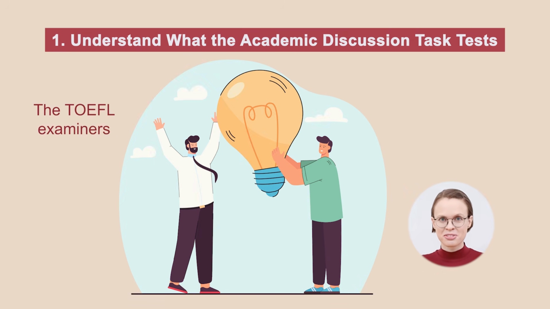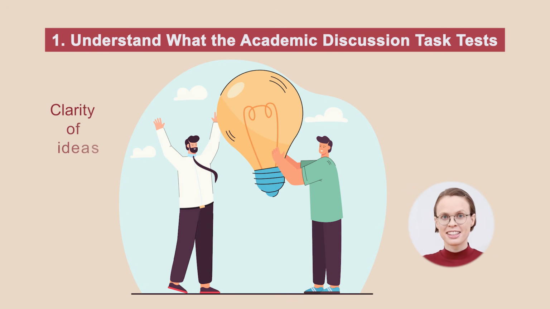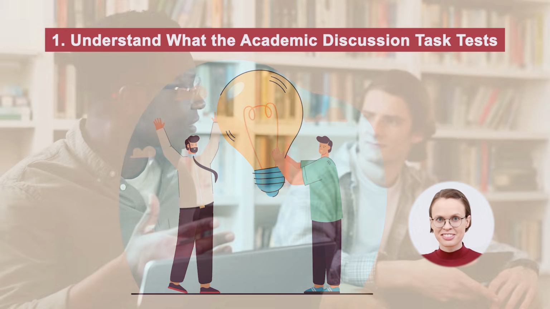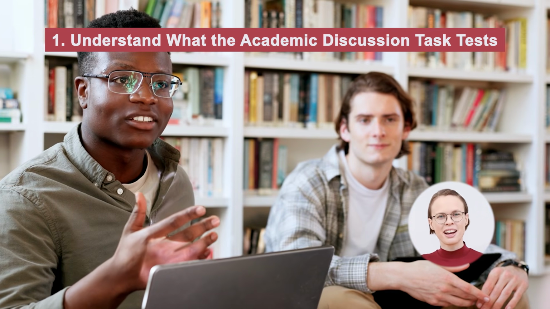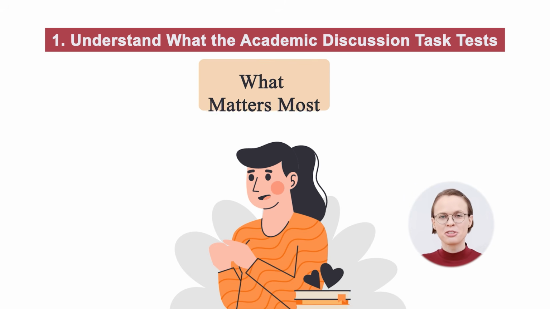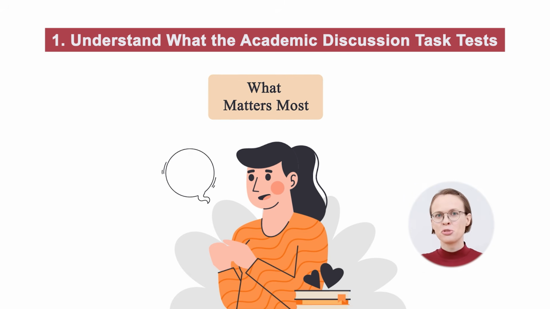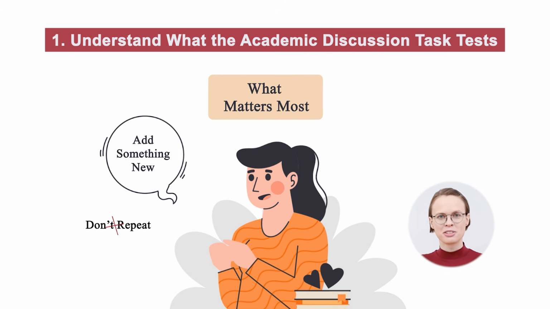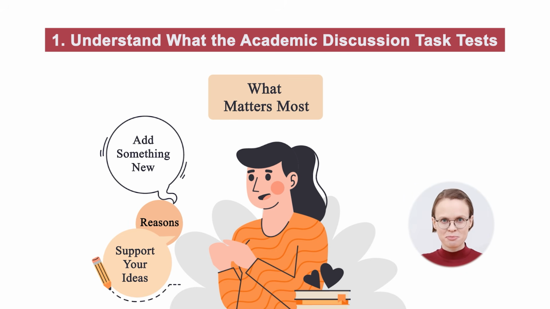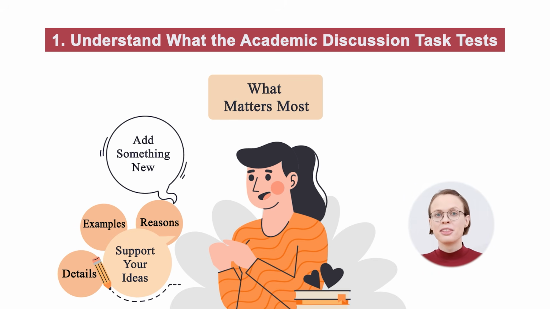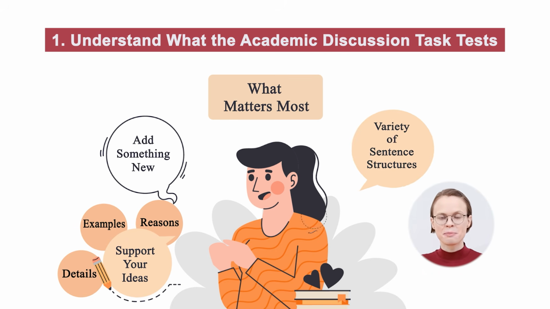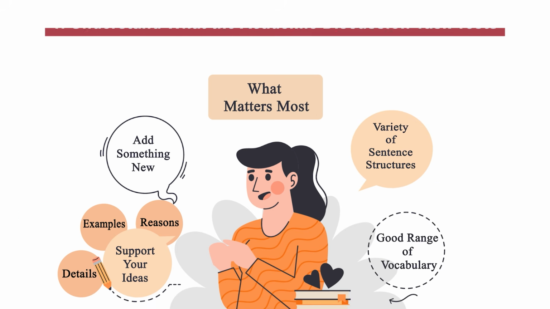The TOEFL examiners score your response based on how well you contribute to the discussion, how clearly you express your ideas, and how advanced your language is. Understanding what the examiners look for helps you focus your writing on what matters most. You need to add something new to the discussion, not just repeat what the other students already said. Additionally, you must support your ideas with specific reasons, examples, or details. You also need to use a variety of sentence structures and demonstrate a good range of vocabulary.